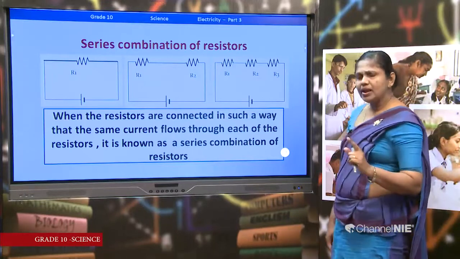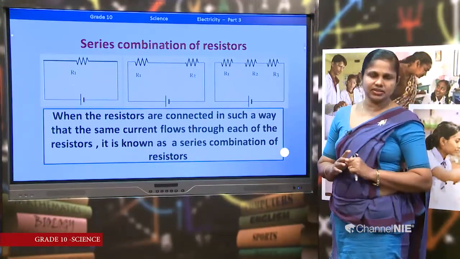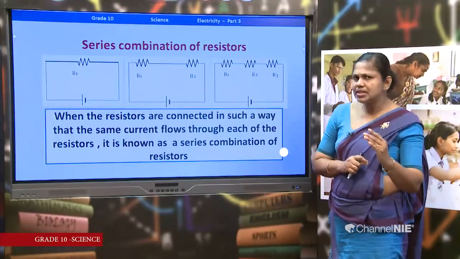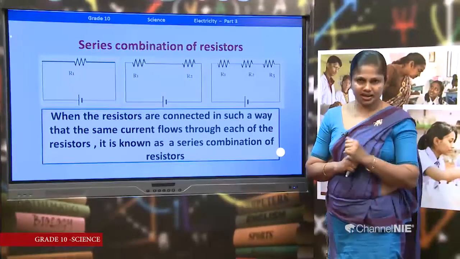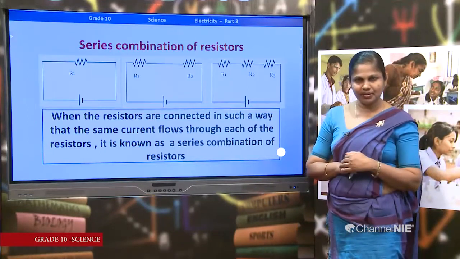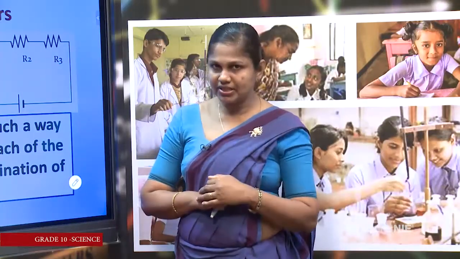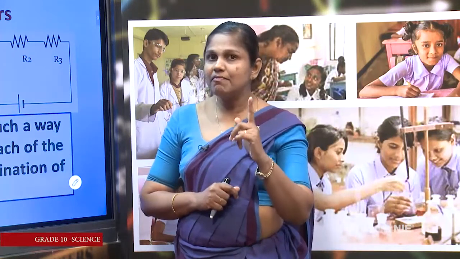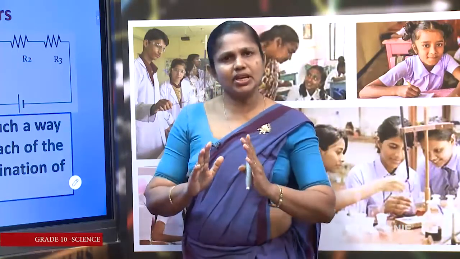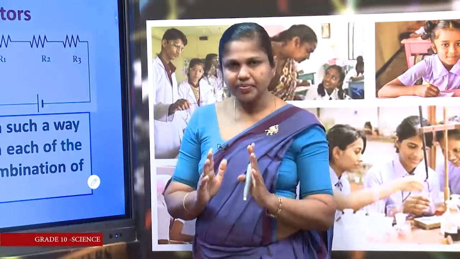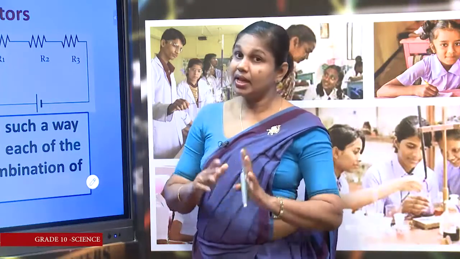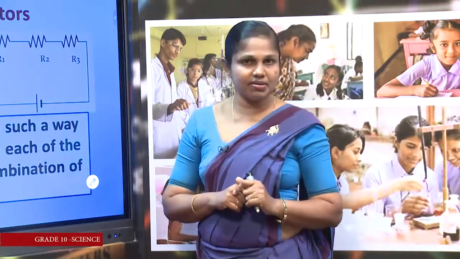Right. When there are a number of resistors like this, children, what is the final resistance affecting the circuit? How do we get the final resistance affecting the circuit? That final resistance is called the equivalent resistance. That means if we can use a single resistor instead of all these three resistors, it is called the equivalent resistance.